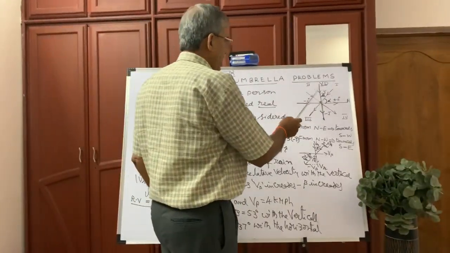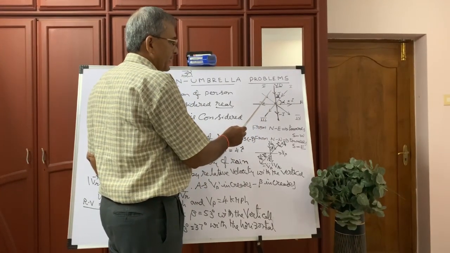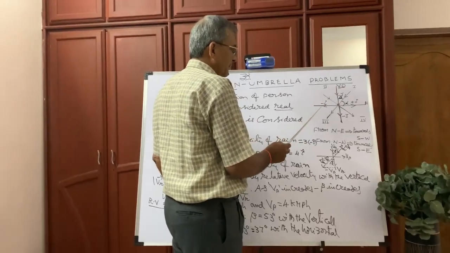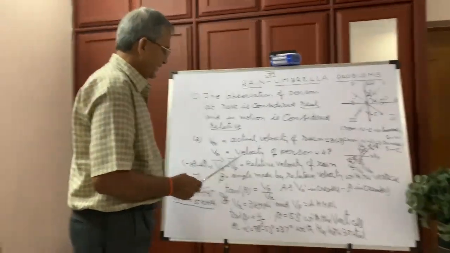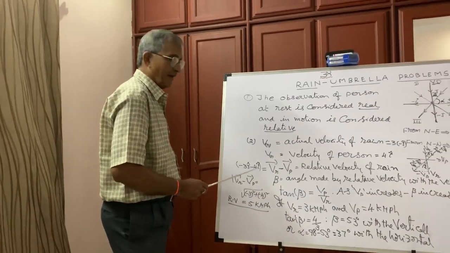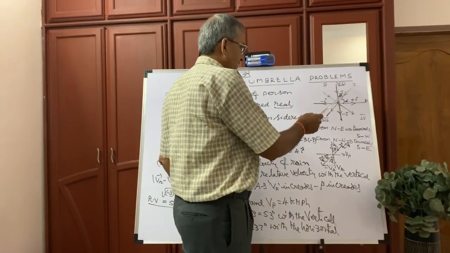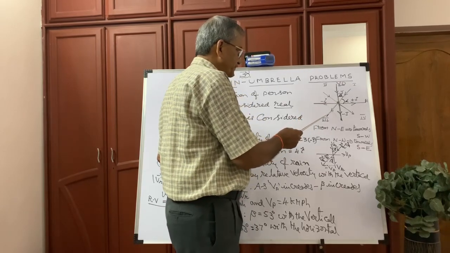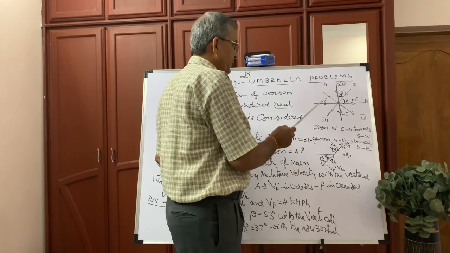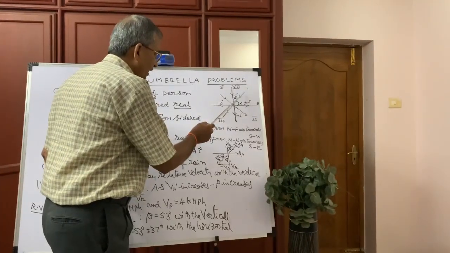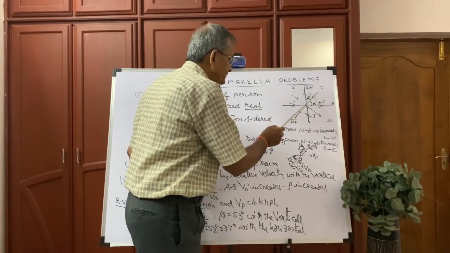Here there are four quadrants direction wise. This is plus i plus j, minus i plus j, minus i minus j and plus i minus j. That means this relative velocity lies in the third quadrant. The third quadrant is nothing but the direction of extension from the first quadrant. That means the relative velocity of the rain appears to fall in this direction.